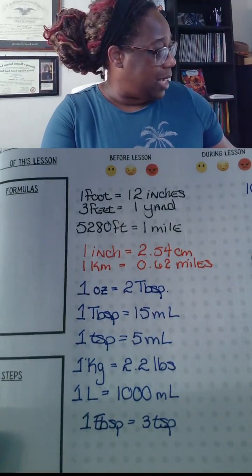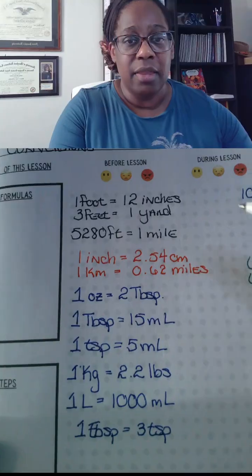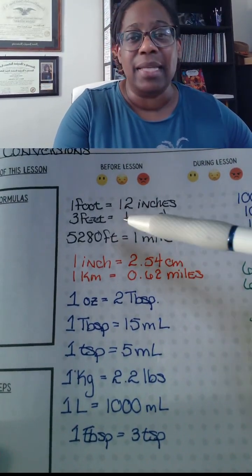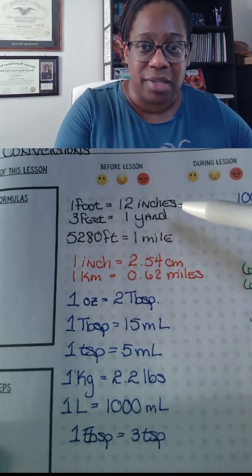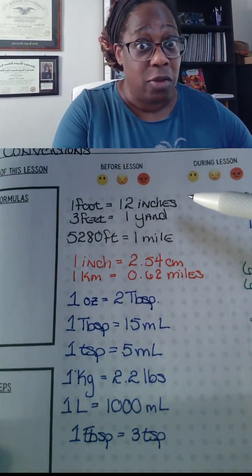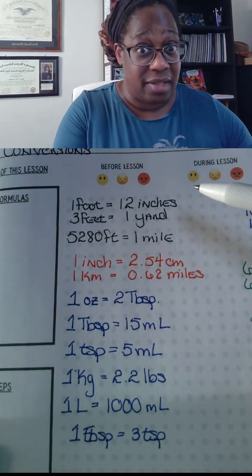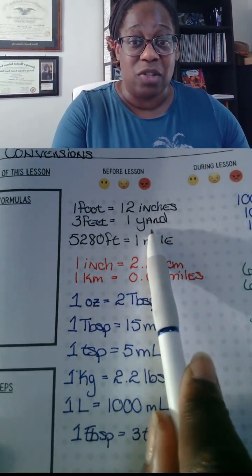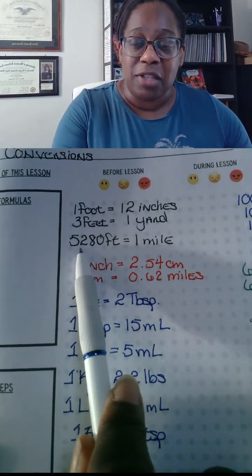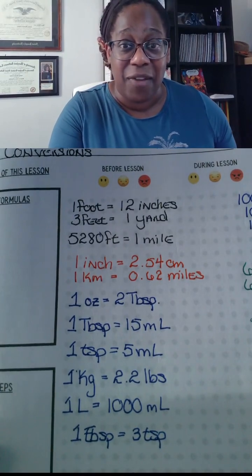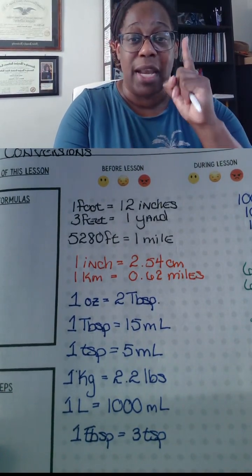So when we take a look, the main ones that we really should have memorized is 1 foot is 12 inches. And I know a lot of people are like, yeah, duh. No, there's a lot of people that don't know that. Then we have 3 feet is equivalent to 1 yard. And then also 5,280 feet, that's equivalent to 1 mile.